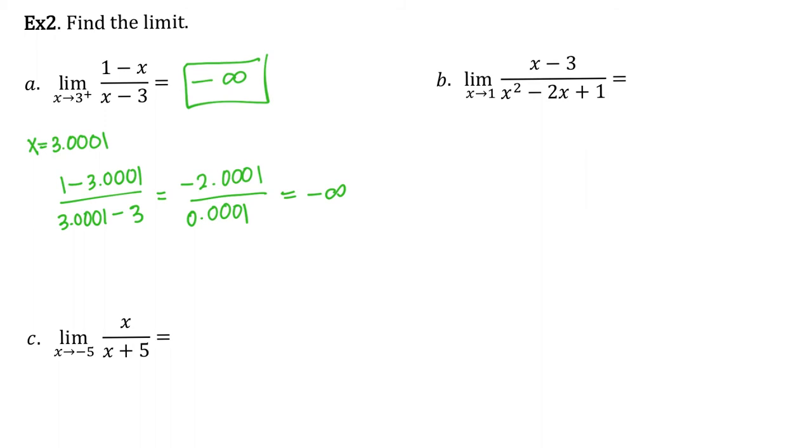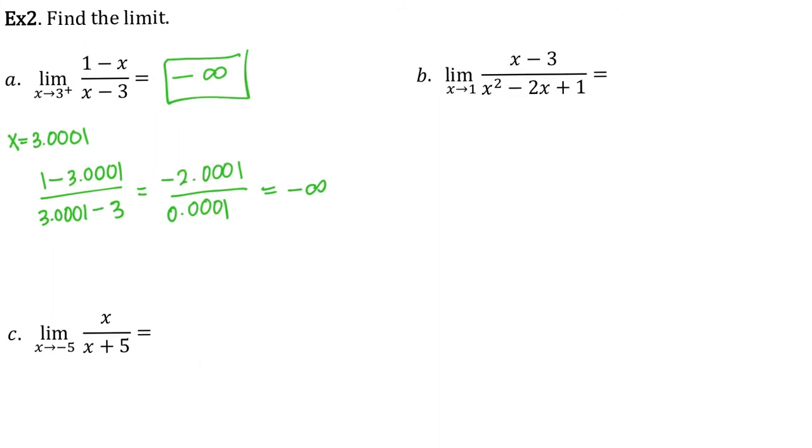Okay, let's look at B. It says the limit as x approaches 1 of this expression right here. Okay, I'm going to factor it because it never hurts unless I can already tell what's going to happen. So that's going to make this the limit as x approaches 1 of x minus 3 over x minus 1 times x minus 1. So x minus 1 squared.